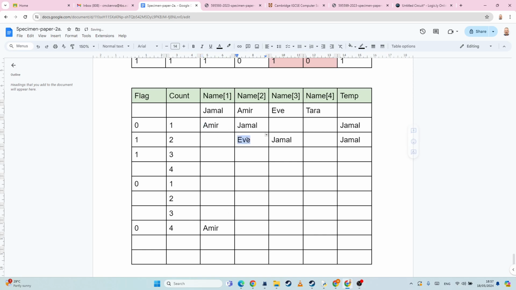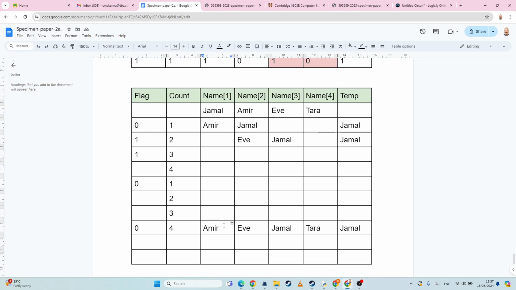So really you only need to update them if there is some change. If there's not been a change, then you probably don't need to update them. Okay, so our final line is 04, Amir, Eve, Jamal, and Tara.